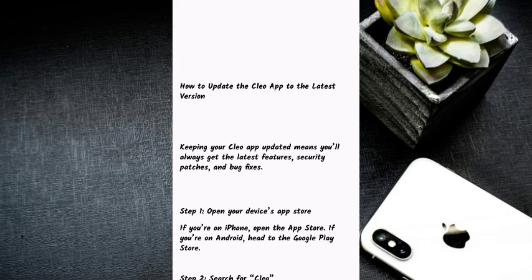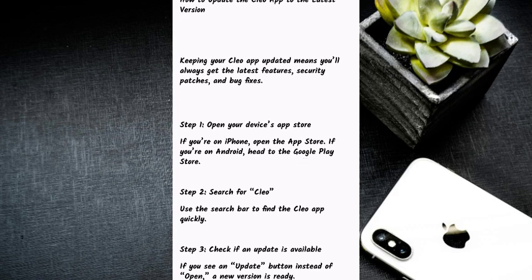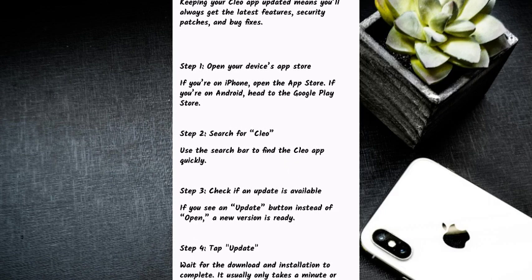Step 1, open your device's app store. If you're on iPhone, you want to open the App Store, and if you're on Android, head over to the Google Play Store. Next, you're going to search for Cleo, so use the search bar to find the Cleo app quickly. Next, you're going to check if an update is available, and if it is, you're going to see an update button instead of an open button.